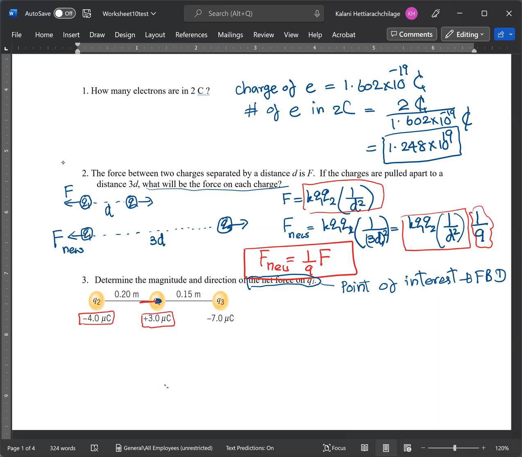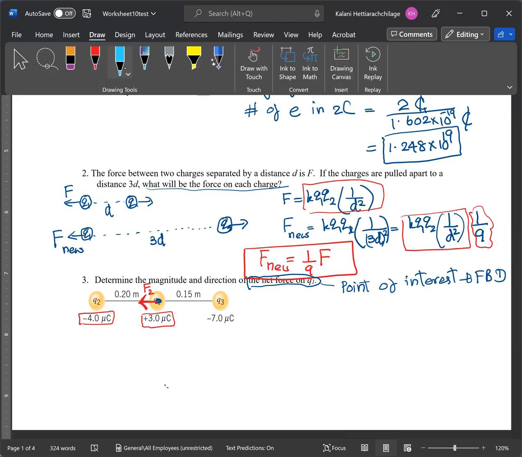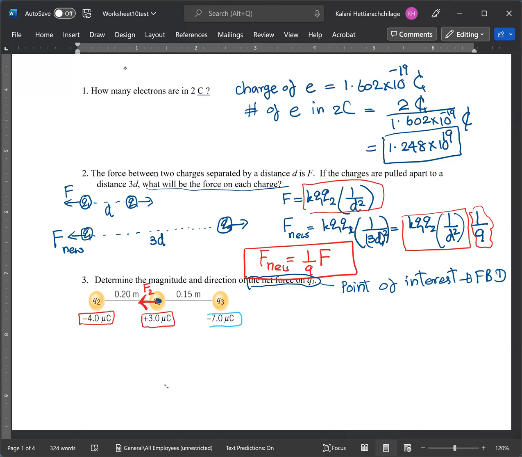Because of that, I do have the force. I'm only drawing the free body diagram on my point of interest. Let's label it as F2 because of the Q2, right? So now if I think about the right particle, this is negative and this is positive. Because of that, these two also will attract each other. Then it will create the force in this direction. I don't know which one is greater yet, but these are the two forces I have, right?